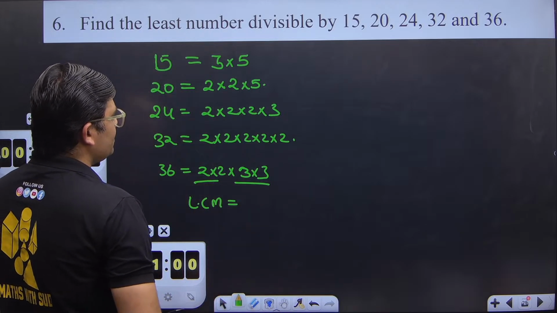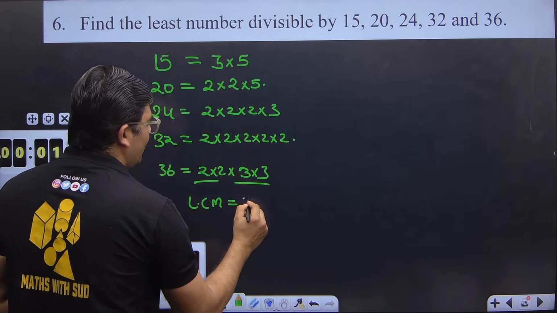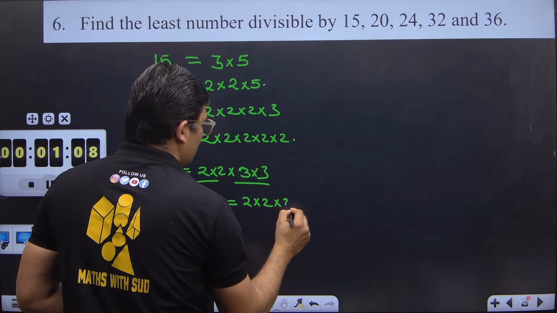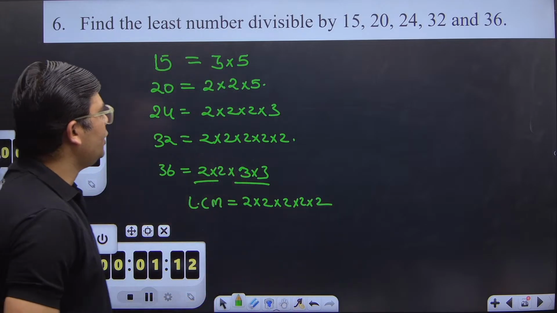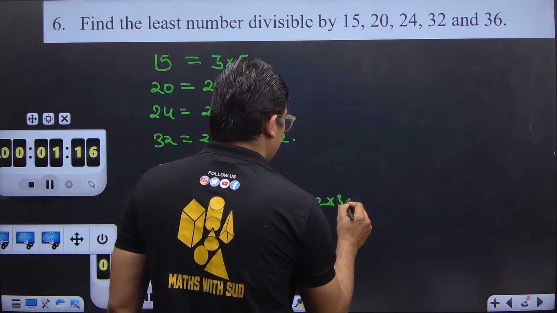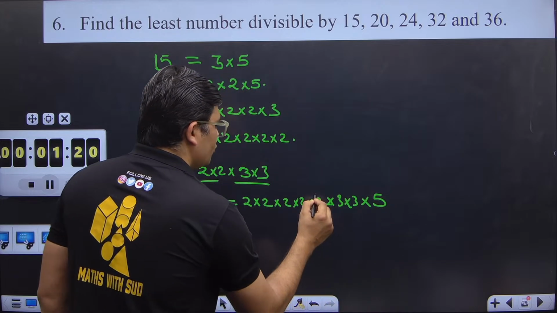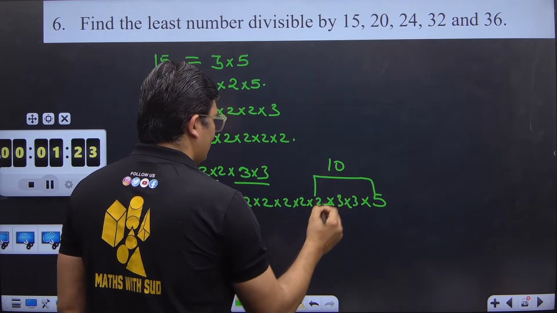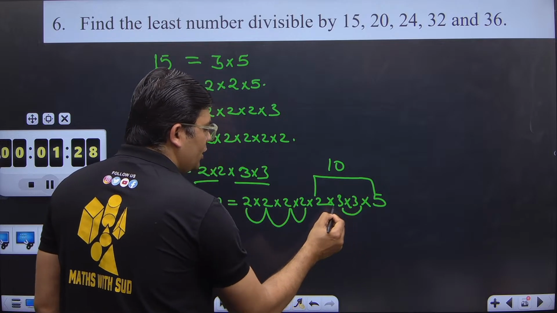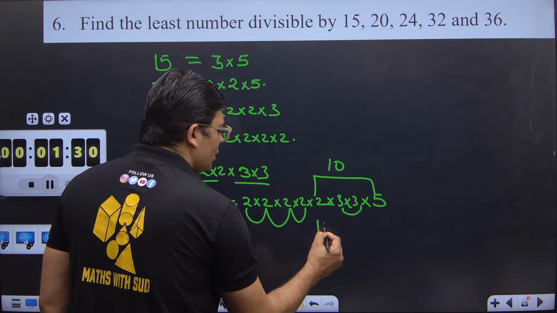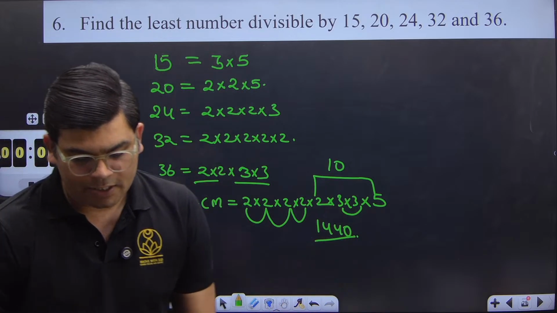So LCM is, first you have to see the number of all the numbers. So you have 2, 3 and 5. So you will write 2 how many times? 5 times. Then you have 3 how many times? 2 times. Then you have 5 how many times? 1 time. So 2 into 5 is 10, and 2 into 2, 4 into 2, 8 into 2, 16, and 3 into 3, 9. So 16 into 9 is 144, and the answer is going to be 1440. Yes, you are right, my dear.